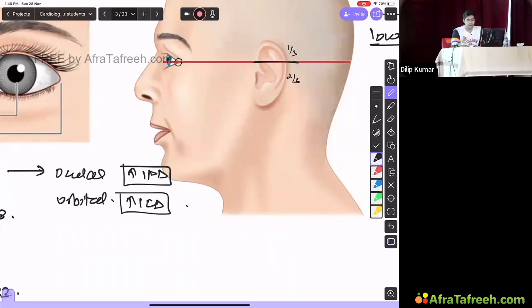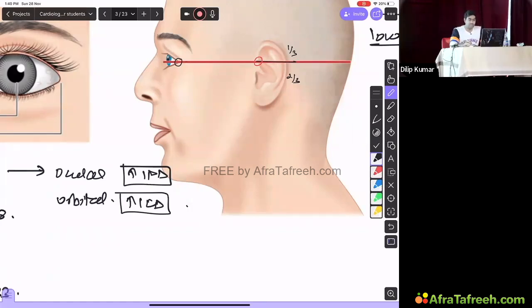Or you can also note one other point, that this line will intersect at the root of the helix. You know, this is the helix, right? So you can see this is the root of the helix, where this pinna attaches. It will exactly intersect at the root of the helix. That is the normal ear position.